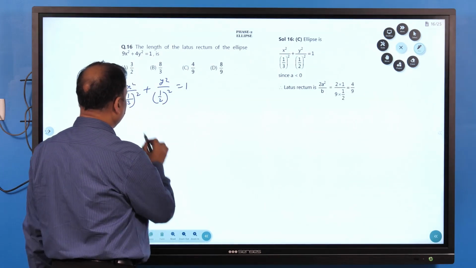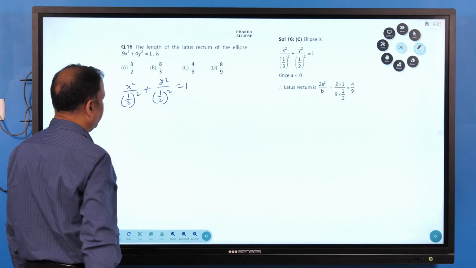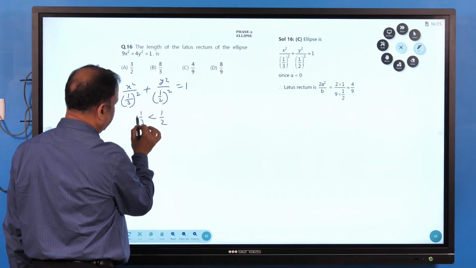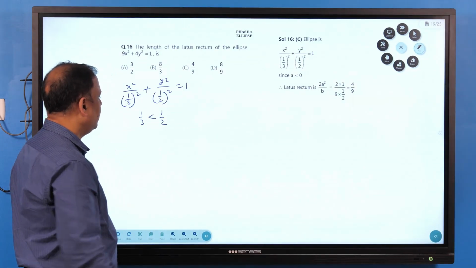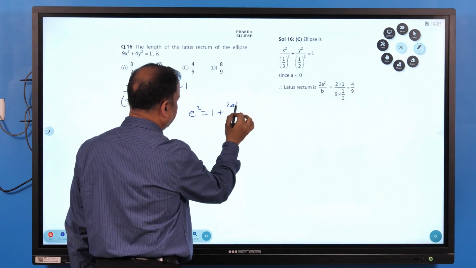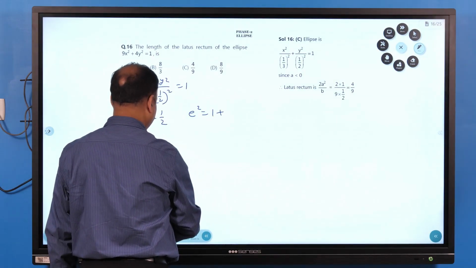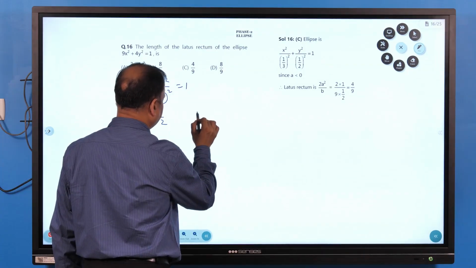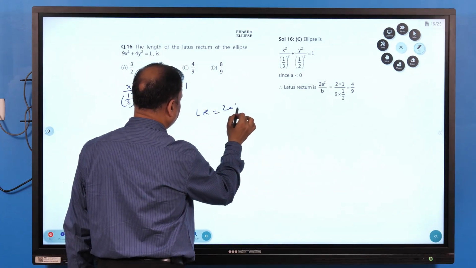to 1. So in this case, 1 upon 3 and 1 upon 2. So 1 upon 3 is less than 1 upon 2. This is 0.33, this is 0.5. So A squared will be... 1 minus e squared, but only the latus rectum we have to calculate. So latus rectum is equal to 2A squared upon B.